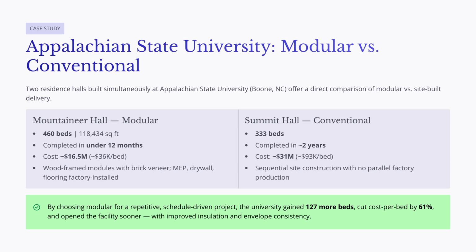The lesson is not that modular construction is always cheaper or always better. The lesson is that Mountaineer Hall was a strong candidate for modular delivery. It had a highly repetitive dormitory layout, a firm schedule need, and spaces that could be efficiently produced as volumetric modules. By choosing modular construction for the right project conditions, the university gained more beds, reduced cost per bed, and opened the facility sooner. The case also shows why early planning and project suitability are so important in modular construction.